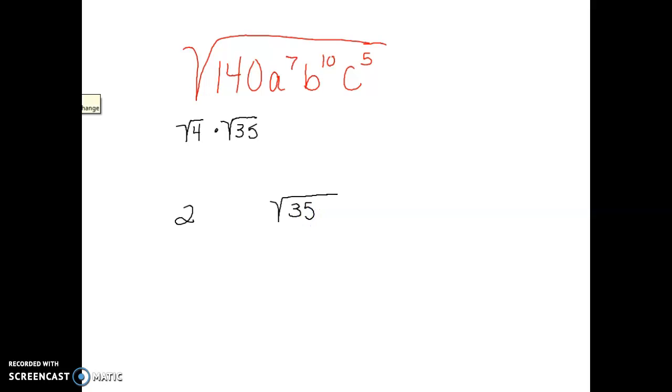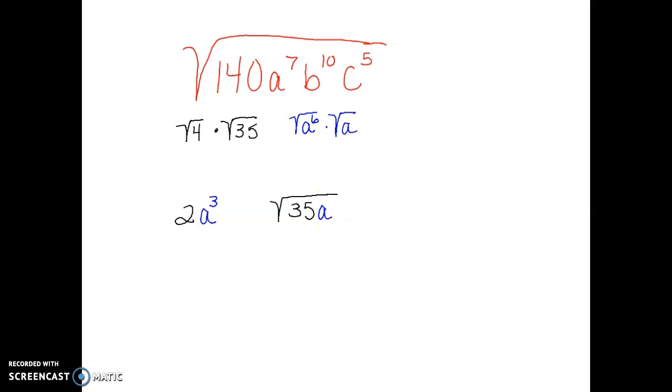Next, I'm going to go back and look at my variables. I have a to the 7th. That one is an odd number, so I need to factor that using the largest even number just below 7, which would be 6. So I can factor that as square root of a to the 6th times square root of a. My a to the 6th, I can do the square root of that, and I'm just taking the number 6, cutting it in half, so that means the square root would be a cubed. My other letter a will remain under the square root symbol.